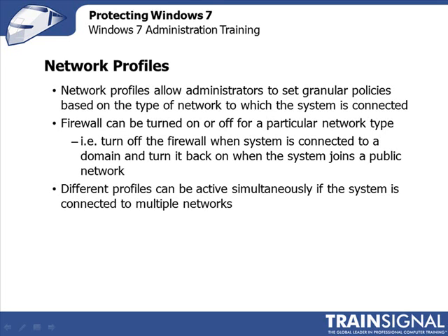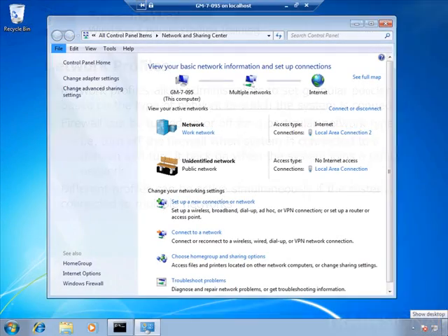I'm now going to go over to a Global Mantis computer that has multiple network adapters in it connected to different networks so that you can see what it looks like when a machine is connected to two different profiles. Here we are at the machine named GM-7-095, and you can see that we have a connection here called Local Area Connection that has no internet access, and another one called Local Area Connection 2 that does have internet access.